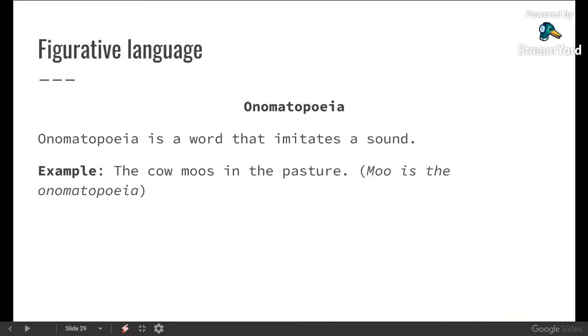Onomatopoeia. It's a word that imitates a sound. For example, the cow moos in the pasture. Moo is an onomatopoeia because we spell it and we say the word how it sounds.